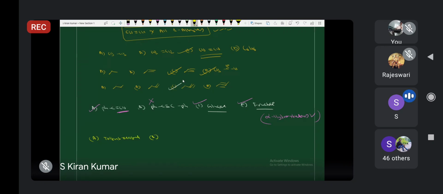1-alkynes and 2-alkynes are separated by: A Tollens reagent, B Fehling's reagent, C Grignard's reagent, D ozone.